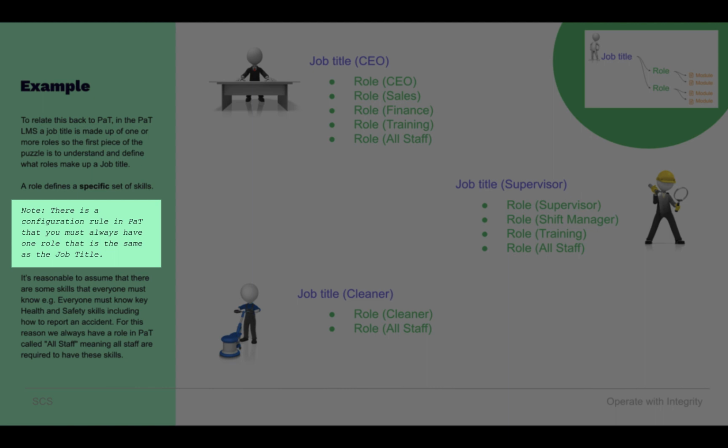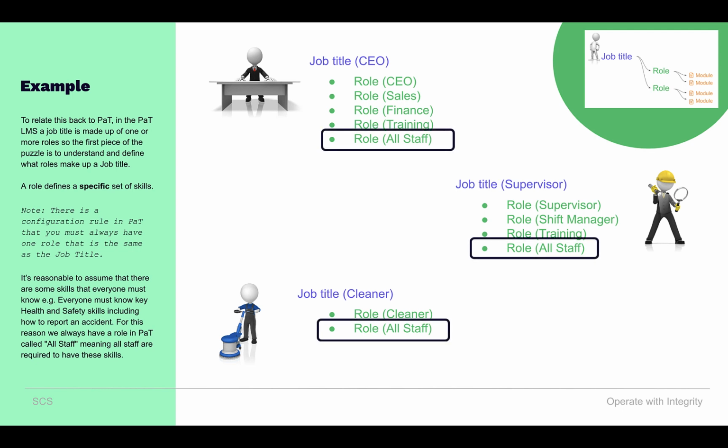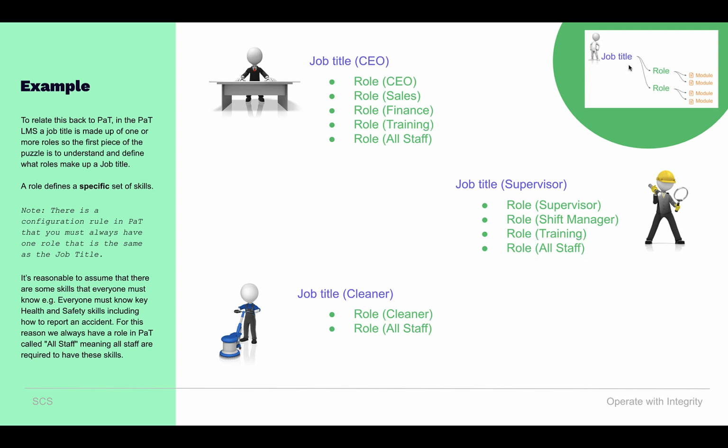This catches some people out when they're designing their architecture. So just make sure that you get your head around that. And it's reasonable to assume there are some skills that everyone must know. For example, everyone must know key health and safety skills, including how to report an accident. For this reason, we have always had a role in PAT called all staff, meaning all staff are required to have these skills. So you can see with this image here how the architecture is starting to mimic the architecture in PAT.